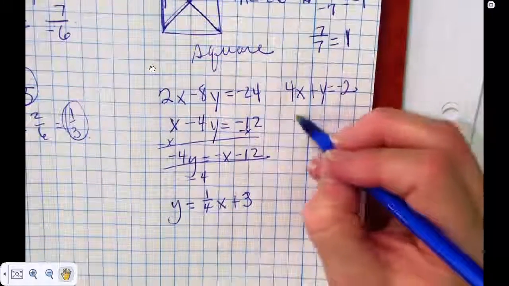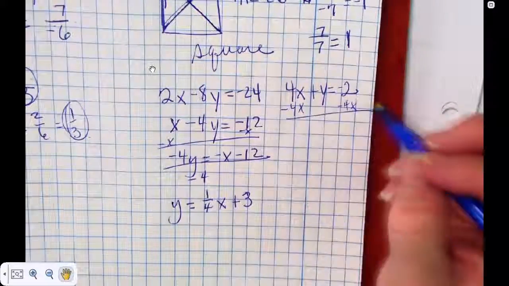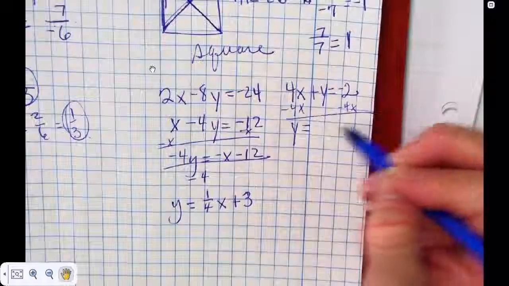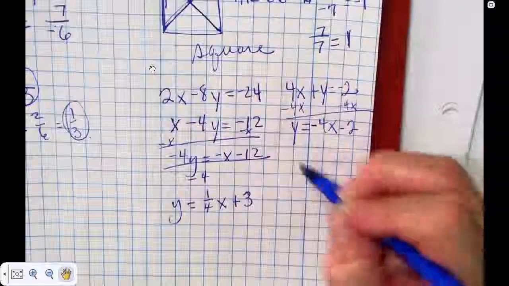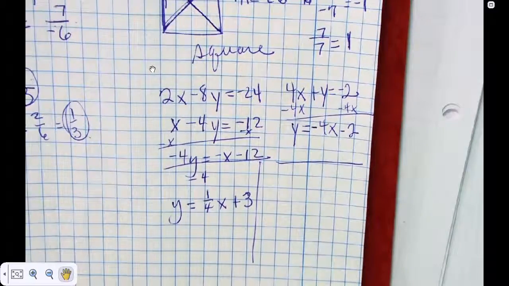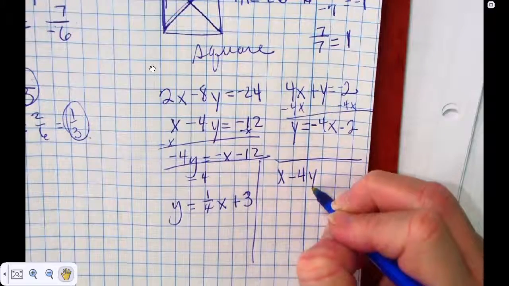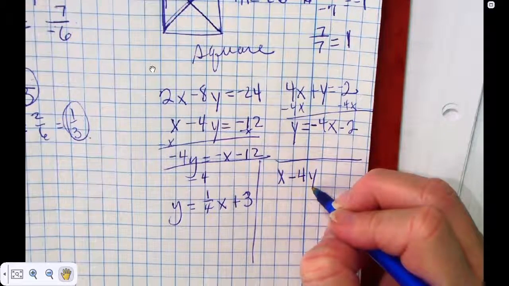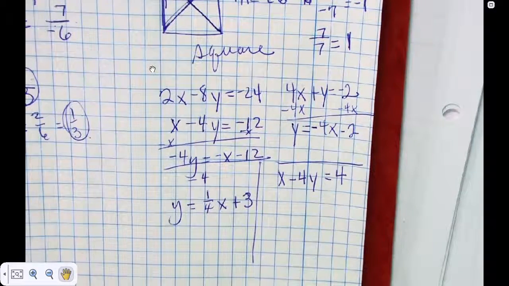So what is that going to be? Subtract 4x. So what are you going to get? y equals negative 4x minus 2. Okay? Now we need to do the last one. x minus 4y equals 4. So put it in y equals form.